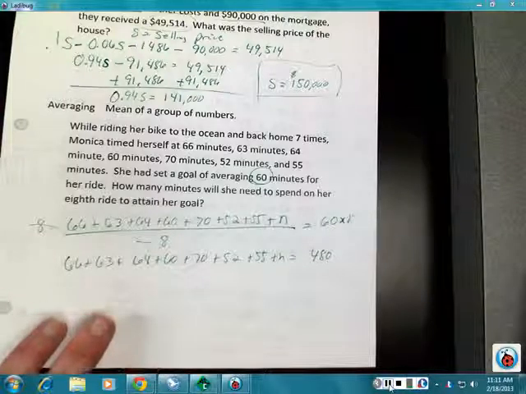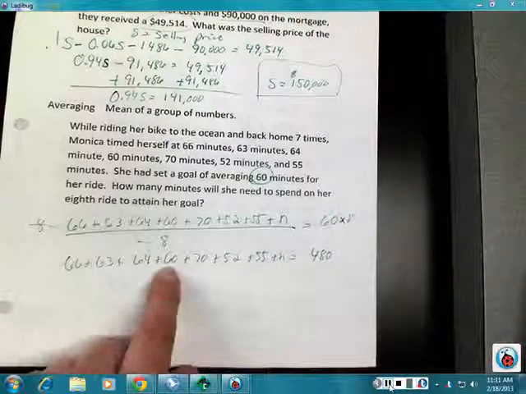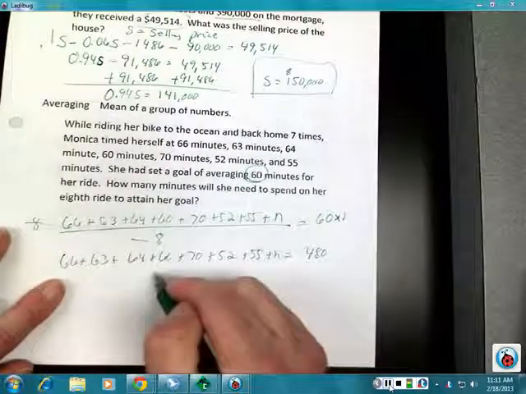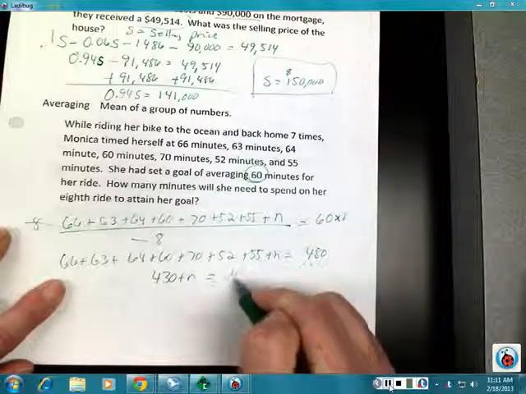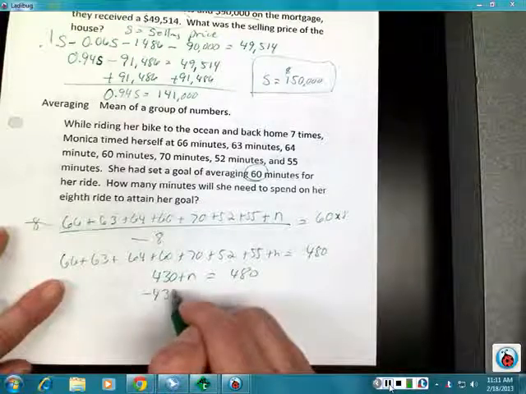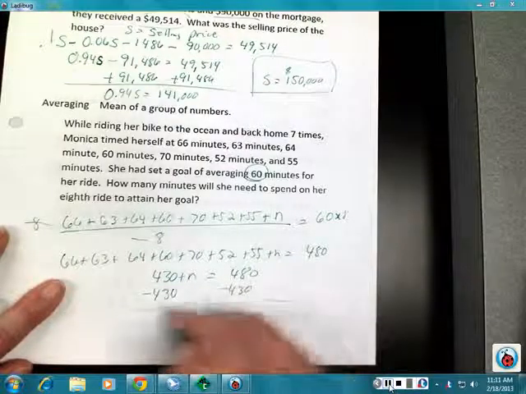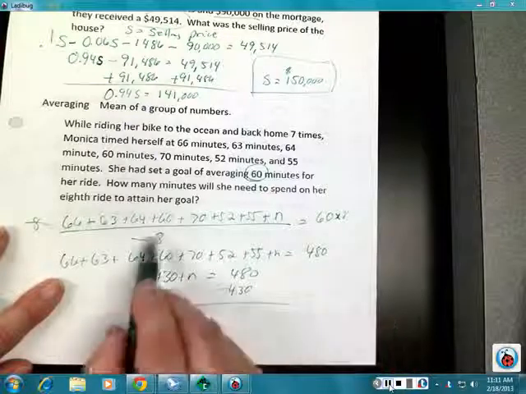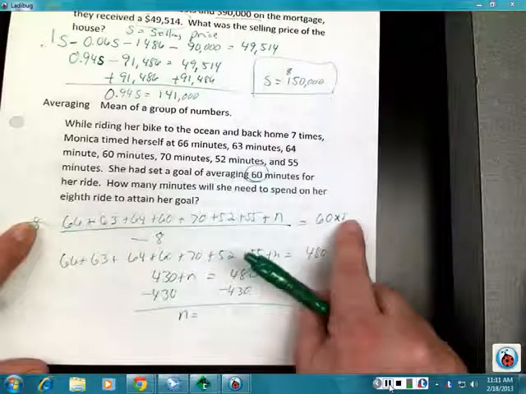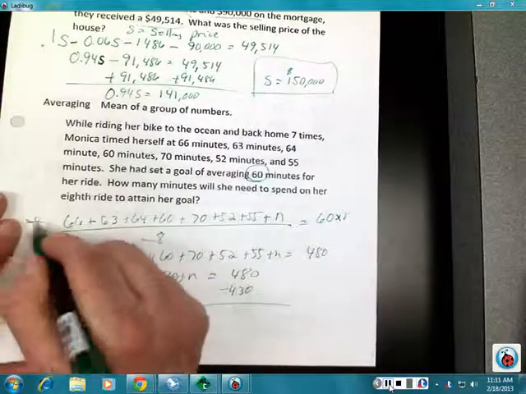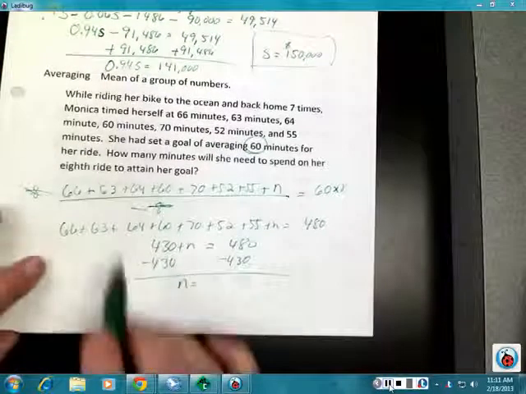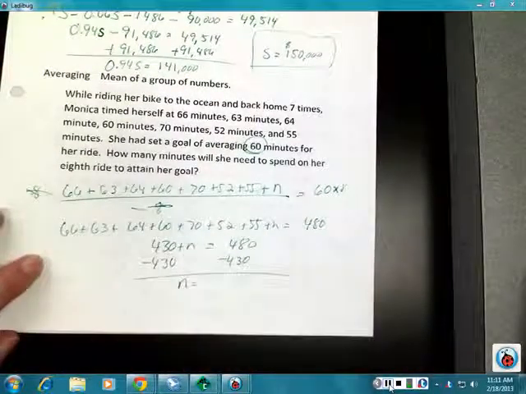I got 430 somehow. Over here you get 430. Because I haven't added these together, so you get 430 plus n equals 480. Okay, so then to solve for n, I'm going to subtract 430. Why are you only multiplying one side by 8? I multiply this side by 8 too, because 8 was my denominator. This side it cancels, and this side gets multiplied by 8 as well. It's just the whole denominator is your 8.